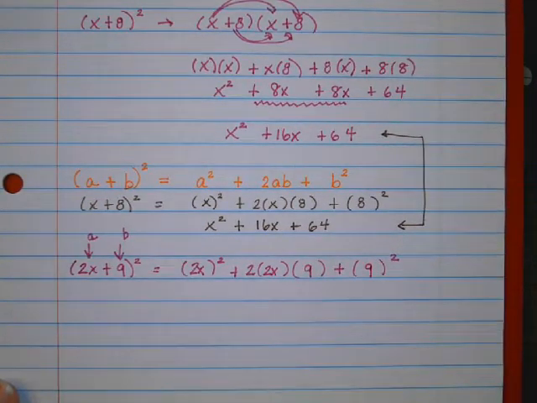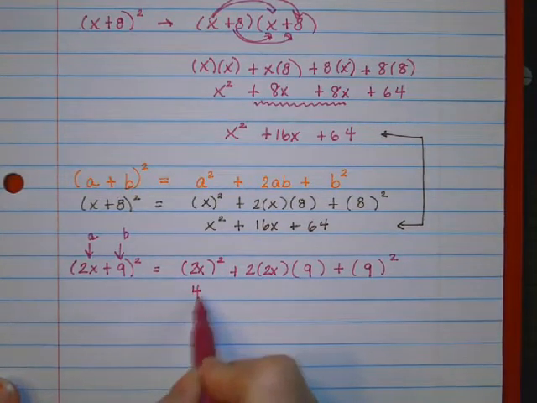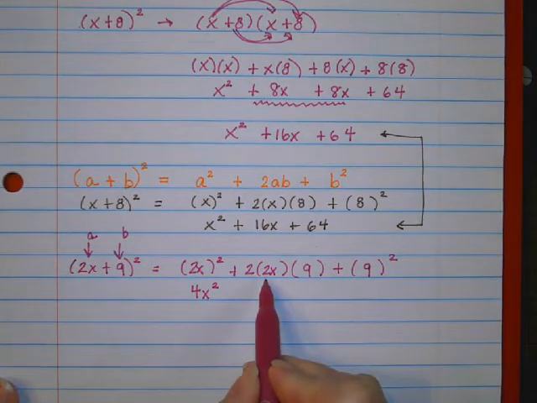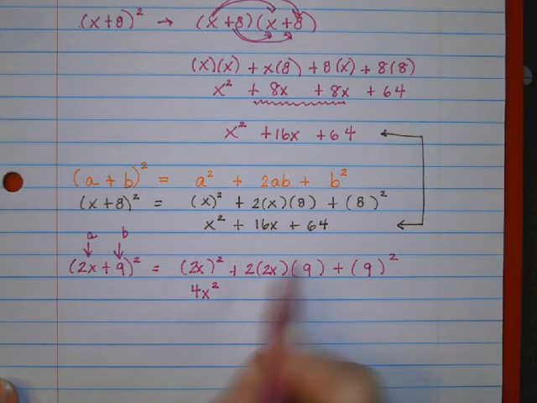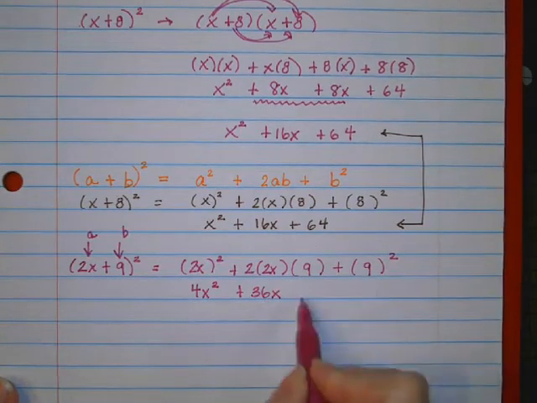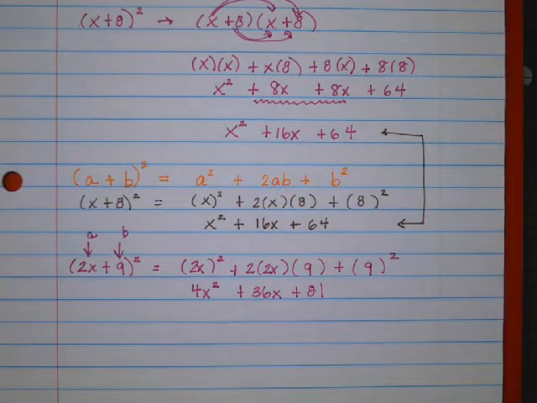And then we're going to go ahead and square. This means 2x times 2x, which is 4x squared. Then we're going to multiply. 2 times 2 is 4. 4 times 9 is 36x. And then we're going to multiply 9 times 9, making 81. This is squaring a binomial.